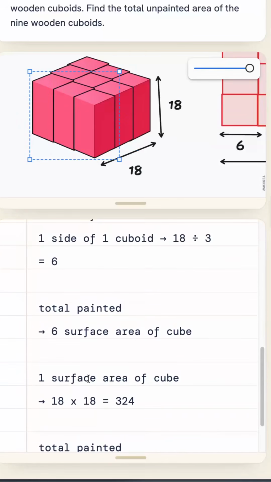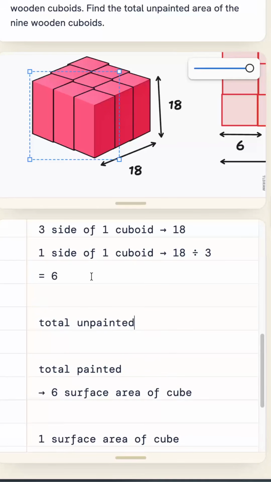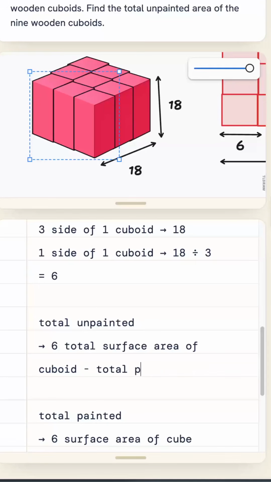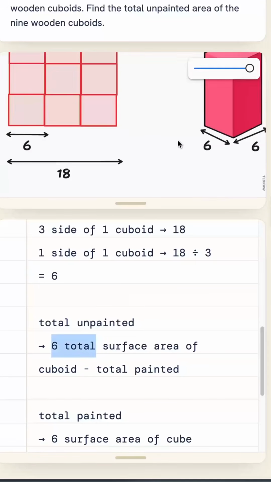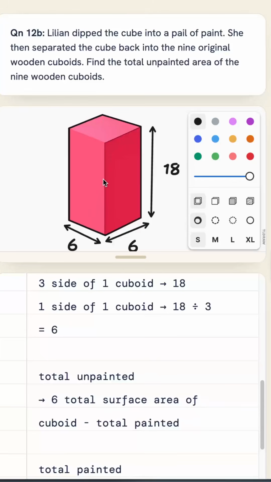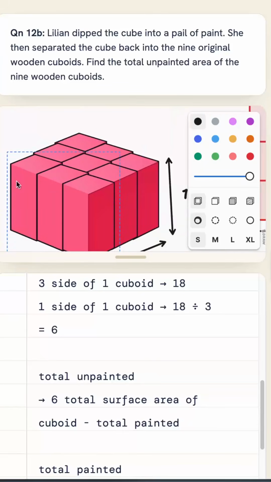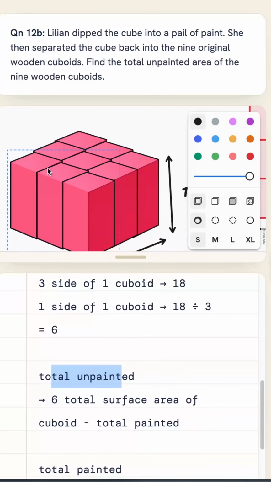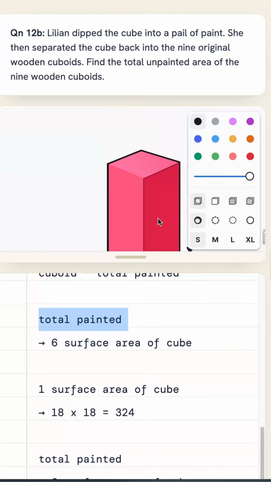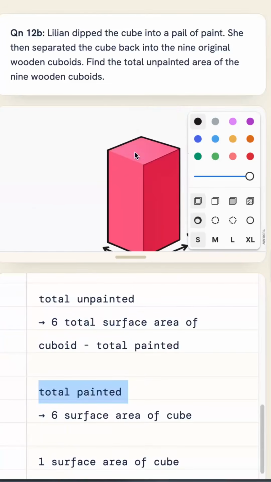So now we know the total painted. Why do we need the total painted? Because total unpainted is equal to the total surface area of the cuboids minus the total painted. Okay, so the reason is because if you have all the total painted surface, right, what you see over here, so this is one painted total surface area and then we minus the cube itself, then we get the total unpainted. So you see all what's painted, but the inside you don't see it's painted. So the easiest way is to get this cube, which is the total painted that we have, minus the total surface area of the cuboid. And that's where we left the unpainted.